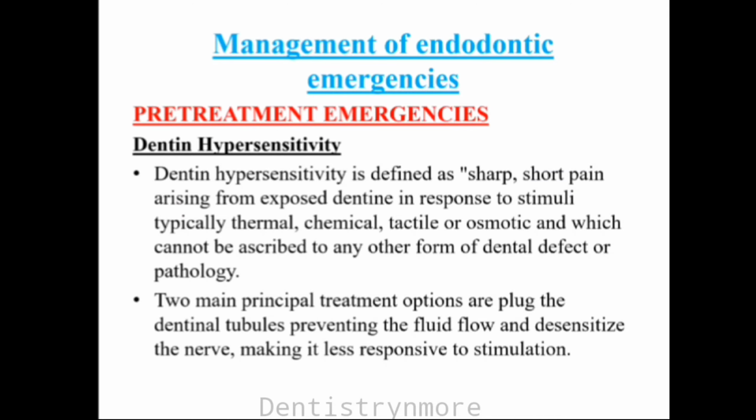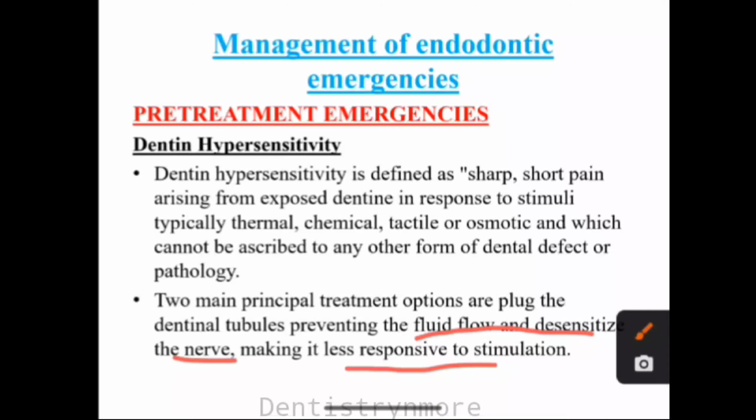Now we are moving to the management of endodontic emergencies, that is pre-treatment emergencies. First one is dentin hypersensitivity. It is defined as a sharp, short pain arising from exposed dentine in response to stimuli, typically thermal, chemical, tactile or osmotic, and which cannot be ascribed to any other form of dental defect or pathology. The two principal treatment options are plugging the dentinal tubules, which prevents the fluid flow, and desensitizing the nerve, which makes it less responsive to stimulation. So these are the treatments.